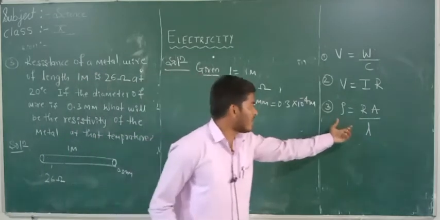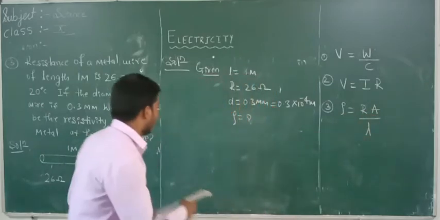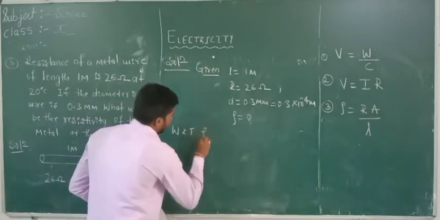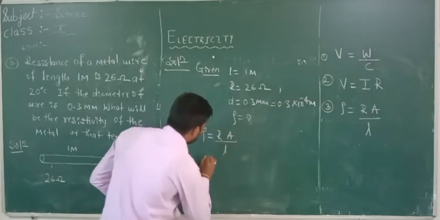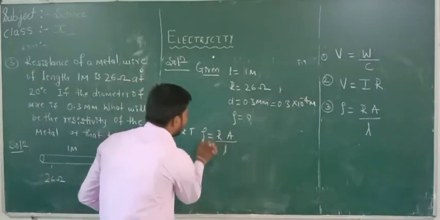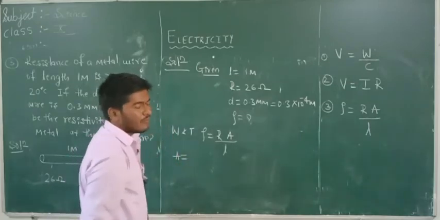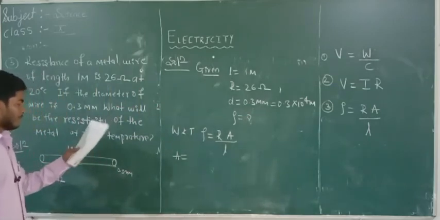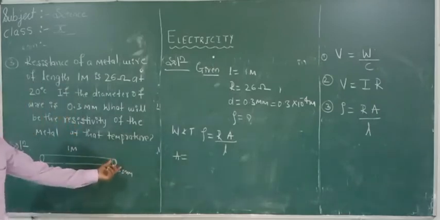Using this formula, resistivity is equal to resistance into area of cross section divided by length of the wire. That is, we know that resistivity rho is equal to resistance into area of cross section divided by length of the wire. But now we need to find the area of cross section, which we don't know. So we have to find it using the diameter. The cross section of the wire is in circular form.